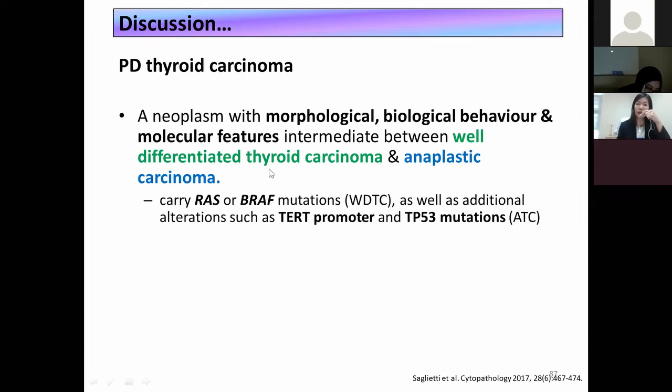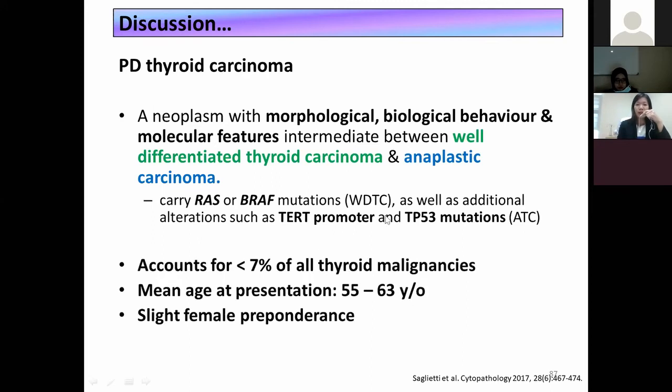It carries the molecular mutations of well-differentiated thyroid carcinoma, RAS and BRAF, and also the TERT promoter and TP53 mutations of anaplastic thyroid carcinoma. It is not very common, accounting for less than 7% of total thyroid malignancies. It occurs in a slightly older age group, with a slight female preponderance.